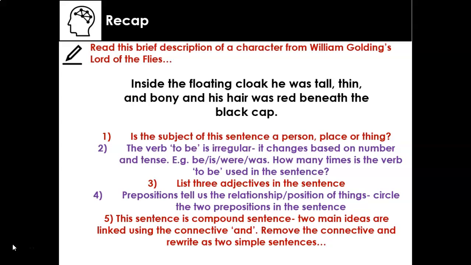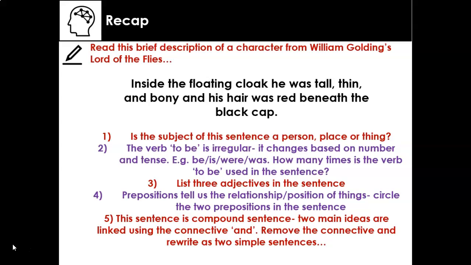Now, number 3, we looked at these yesterday. Another component of building up description, adjectives. So could you list 3 adjectives used in the sentence? There are more than 3, but I would just like 3, please. And number 4, prepositions are the words that tell us the relationship, the position of things within a sentence. So where things are. Could you circle 2 prepositions in that sentence? So 2 words within that sentence that tell us the position of things?